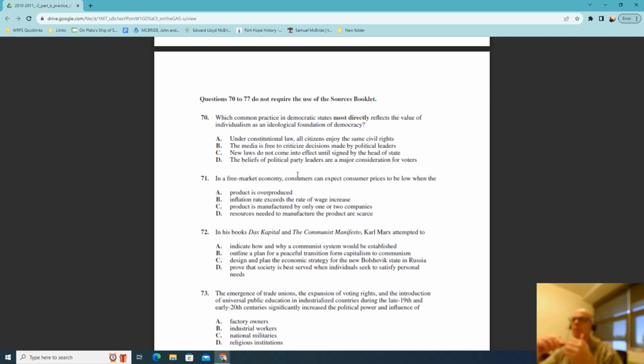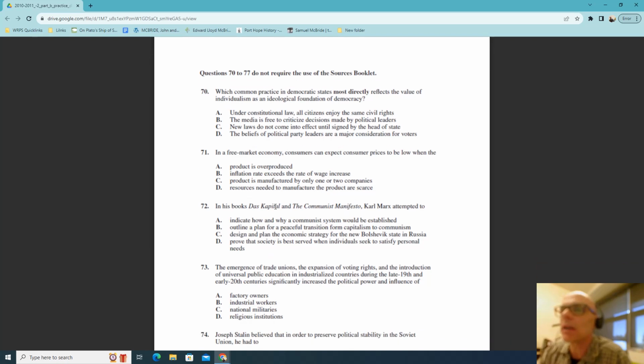Product is manufactured by only one or two companies. If I have a monopoly, if I'm one or two companies creating a product, I'm charging a lot for it because I want profit. Can't be C. Resources needed to manufacture the product are scarce. Prices would go up then. It's got to be product is overproduced. We got a lot of product here. We're going to give you a good price on it. So that's number 71. 72 and 73 are also economic.